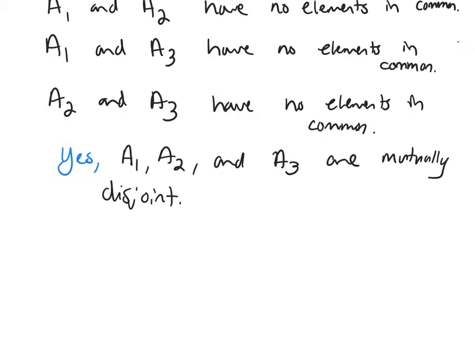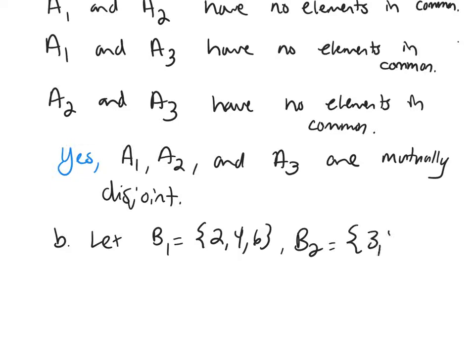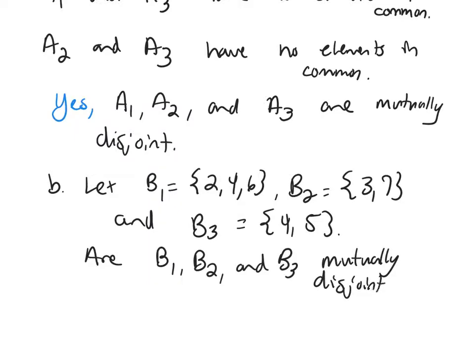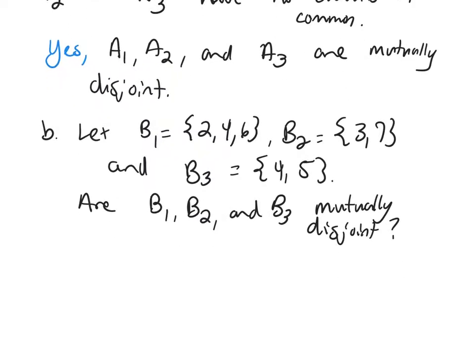All right, let's look at one more of these. Let's say B1 is 2, 4, and 6. B2 is 3 and 7. And B3 will be 4 and 5. And I want to know, are B1, B2, and B3 mutually disjoint? So let's look. My answer here, if I look at B1 and B3, they have something in common. So the answer is no. B1 and B3 both contain 4.